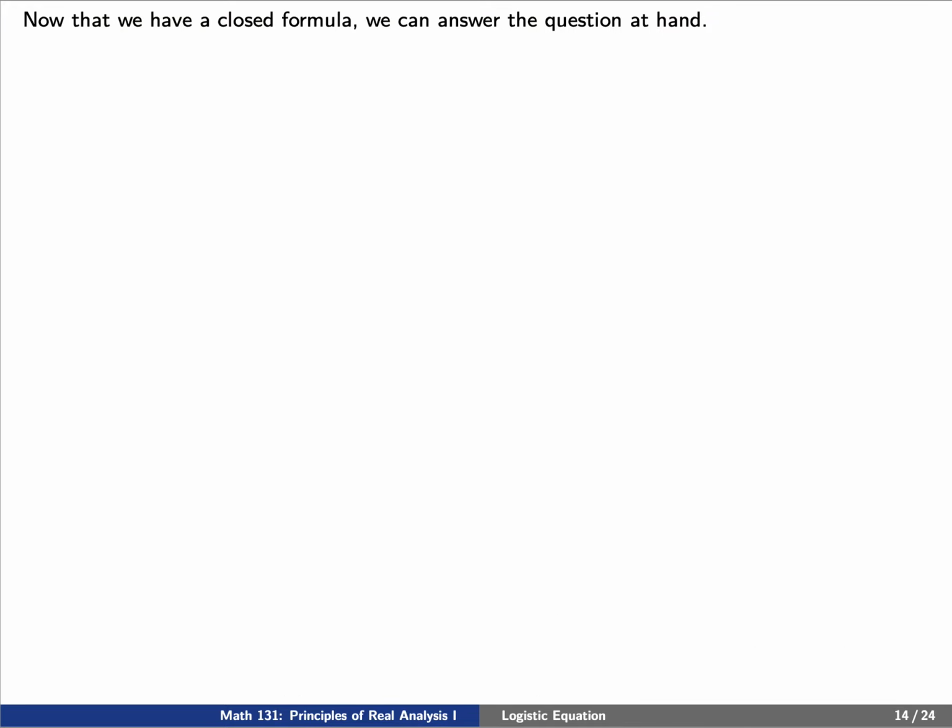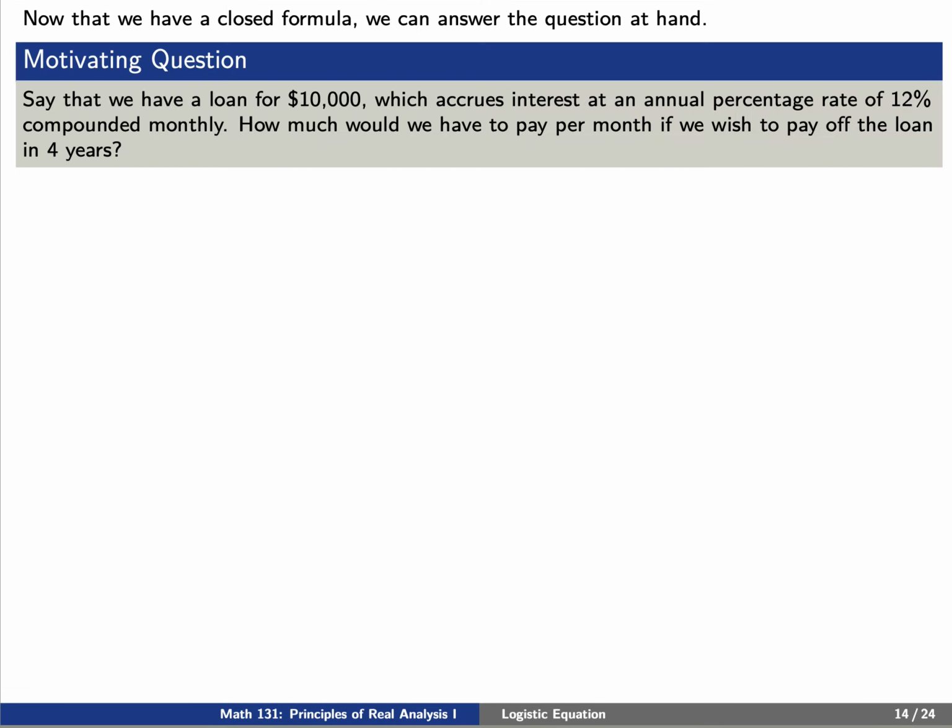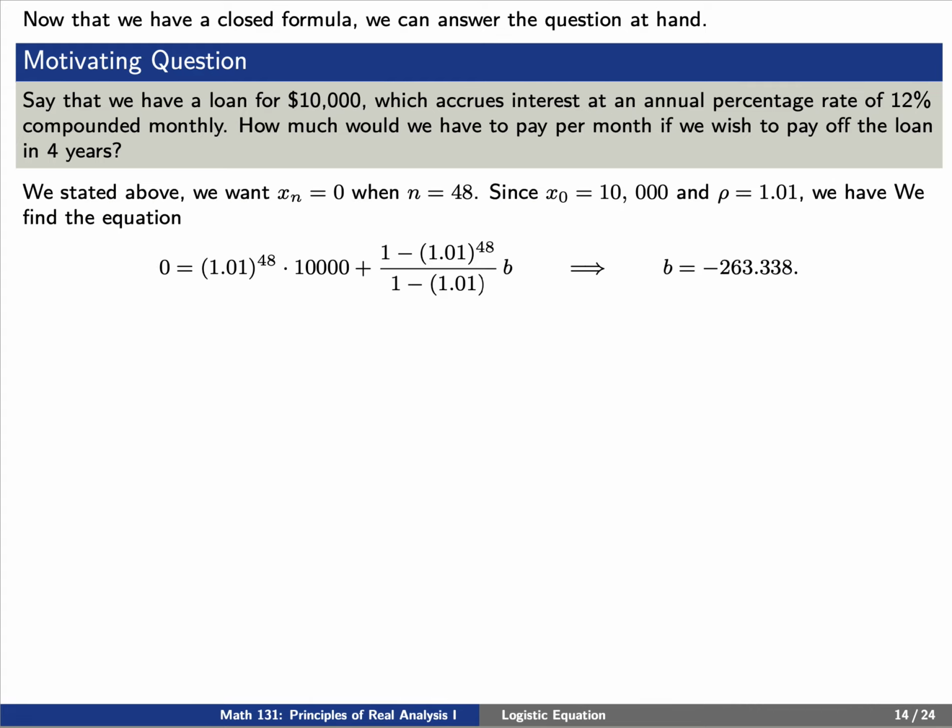Now that we have a closed formula, we can answer the question at hand. As a reminder, we have an initial loan of $10,000 that accrues interest at an annual percentage rate of 12% compounded monthly. We wish to pay off the loan in 4 years. As stated above, we want x sub n equal to 0 when n is 48. We know that x0 is 10,000 and rho is 1.01.